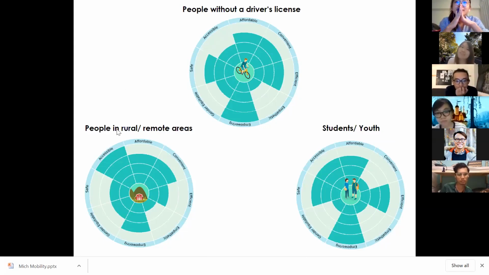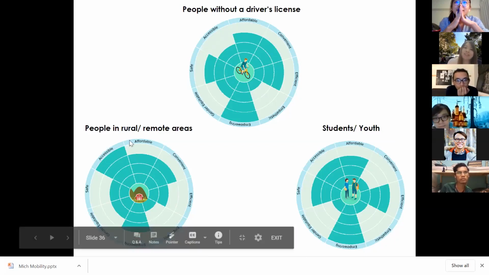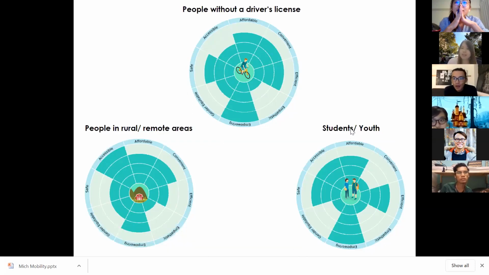And also from a geographical perspective, the way our city is designed is for the cars but not for the people. So yeah, people living in rural areas, or people without a driver's license, or students or youth that didn't own a car, might face this marginalized situation as well. Yeah, so we try our best to acknowledge all the users.